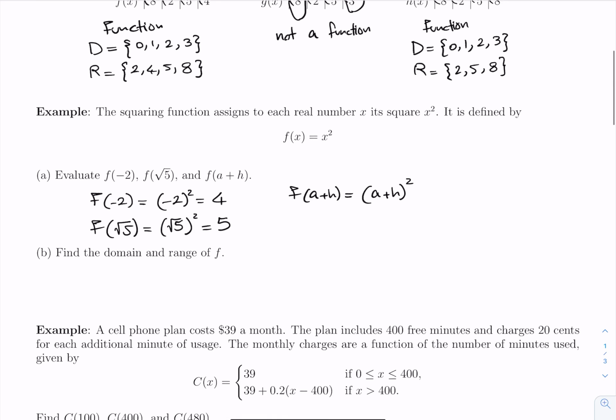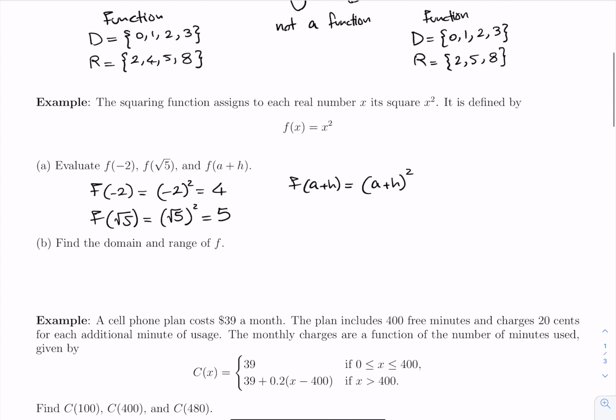What is the domain of this function? So the question is, what would be the set of all x's? X can be any real number. You can square any real number. So the domain of this function would be all real numbers.